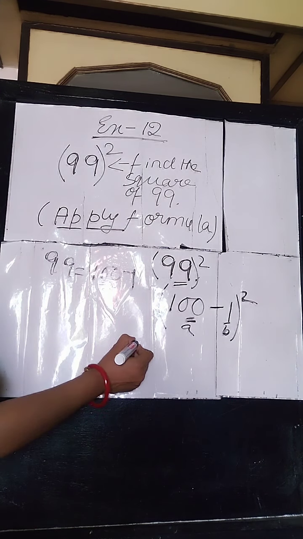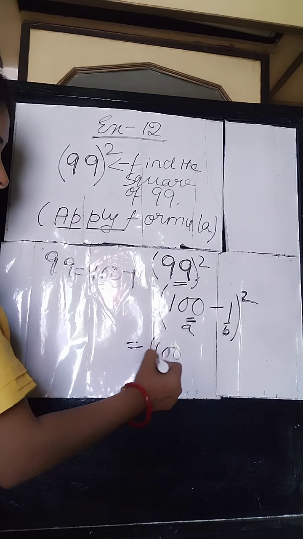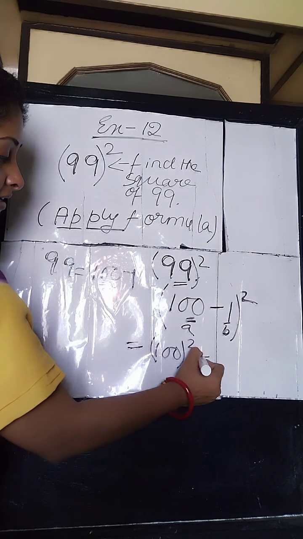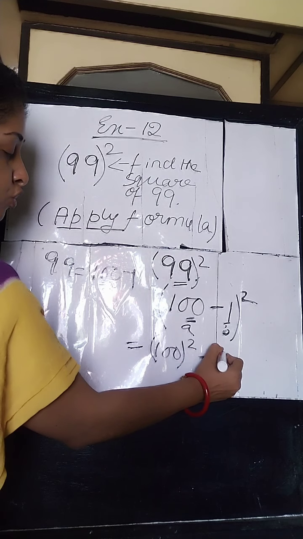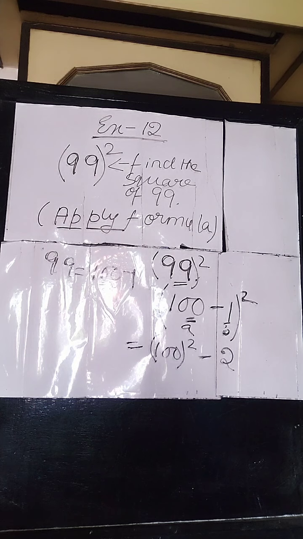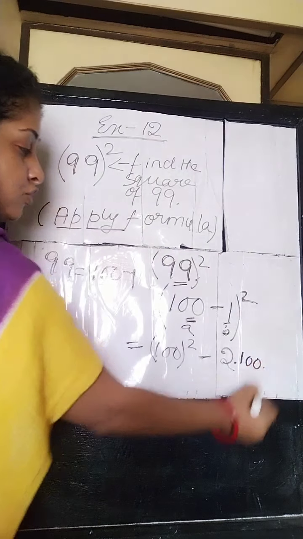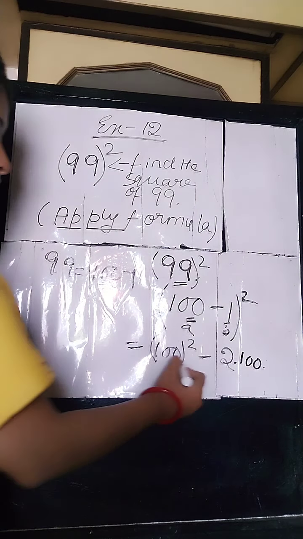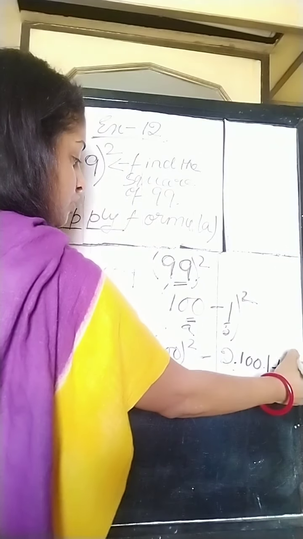The square of the first term, that is 100 square, minus. Here minus is given, so we are writing minus 2 into first term into second term. Here the first term is a, the first term is 100. So 2 into 100 into the second term. Here the second term is 1, plus the square of the second term, that is 1 square.